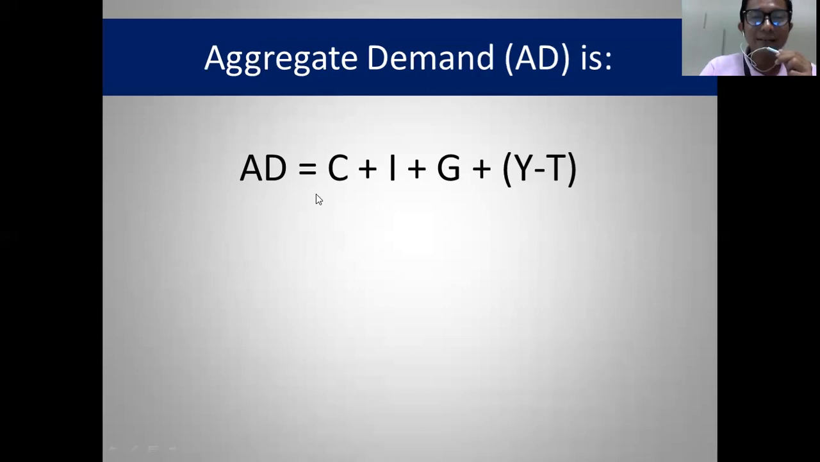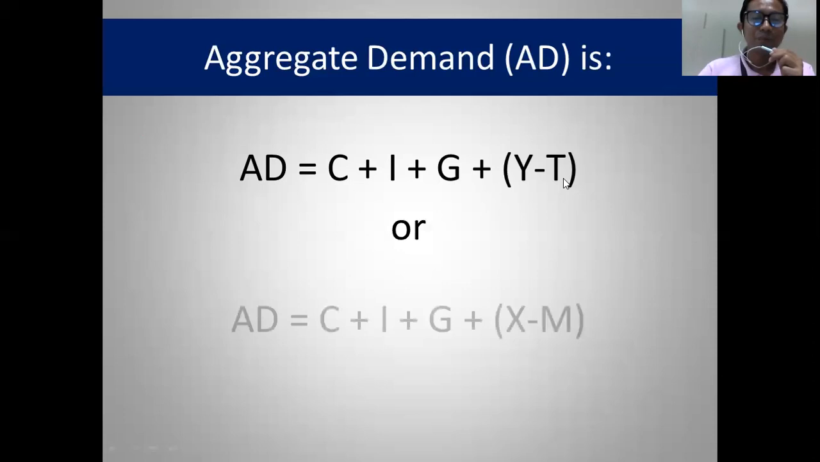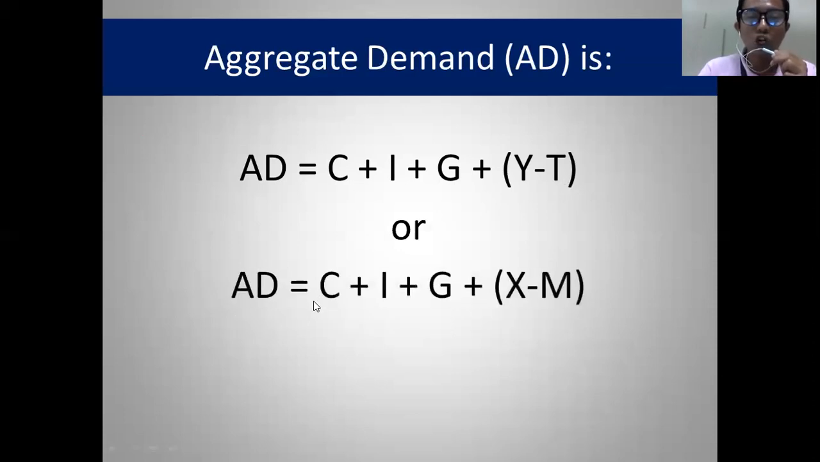AD or aggregate demand is equal to C, consumption, plus I, or investment expenditure by the business sector, plus G, or government spending, plus Y minus T, or income minus taxes. Or aggregate demand is equal to consumption plus investment expenditure, which is I, plus government spending, which is G, and plus X minus M, or the net export.